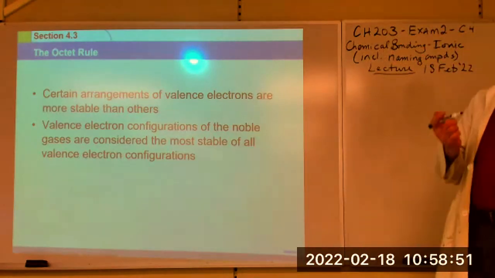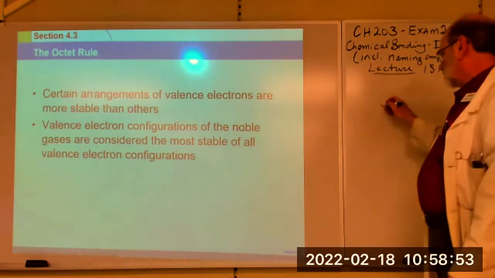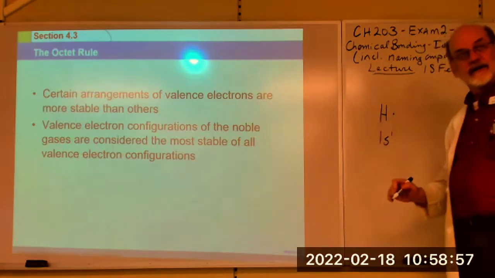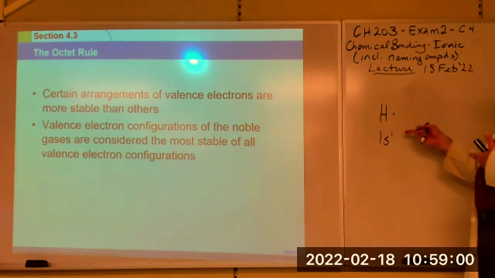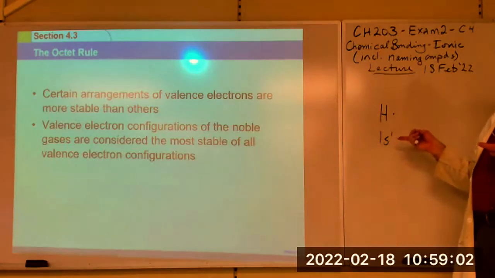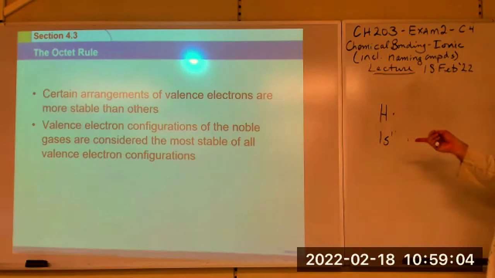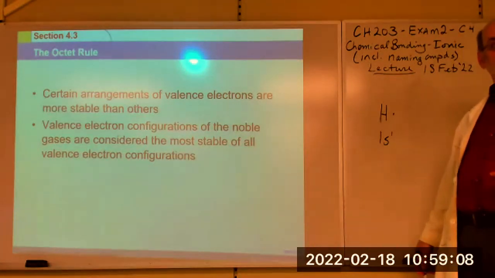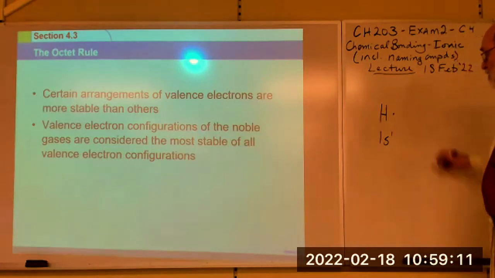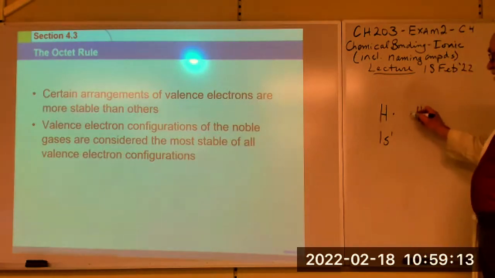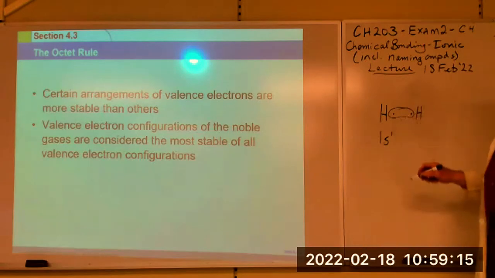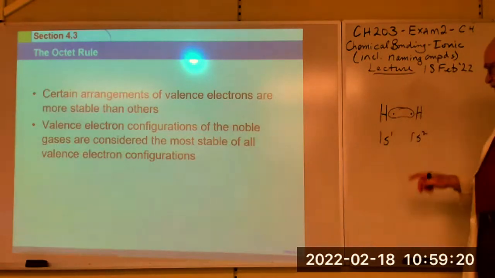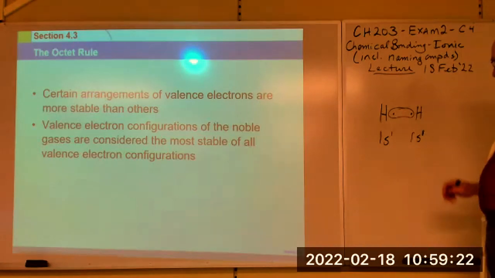Now, there's one exception. Hydrogen. It's only got one s1, so it only needs one electron. So this one is the duet rule. It's special for hydrogen. The rest of them are octets, but hydrogen's a duet. So when hydrogen comes together and bonds, it only forms a single bond because that's all it has to go on.